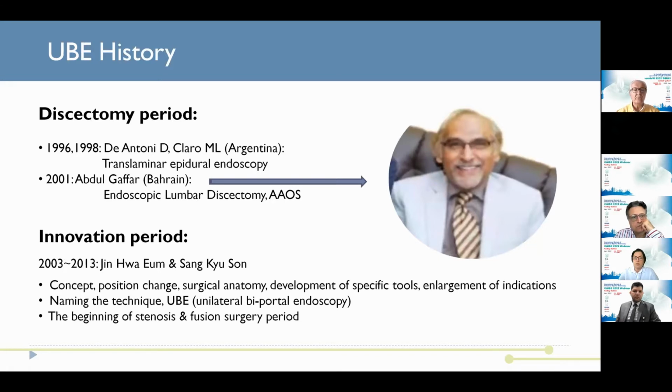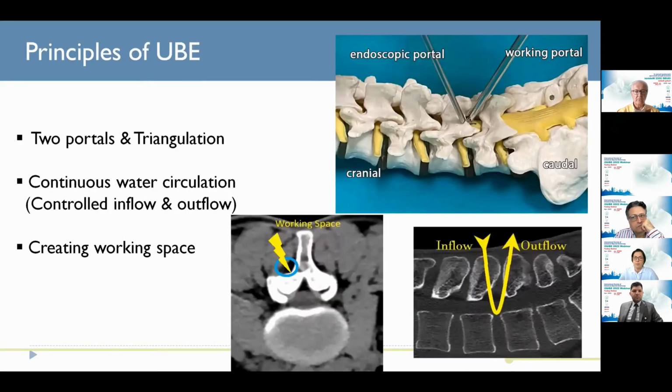When we look into the history of UBE, we see that Dr. Anthony first published an article named Translaminar Lumbar Epidural Endoscopy in Lumbar Discectomies in 1996. Between 2003 and 2013, Dr. Yam and Dr. Son from South Korea developed UBE, widening its application spectrum to all spinal stenosis and fusion surgeries. Basic principles of UBE involve triangulation, continuous water circulation, and creating a potential space as a working field.